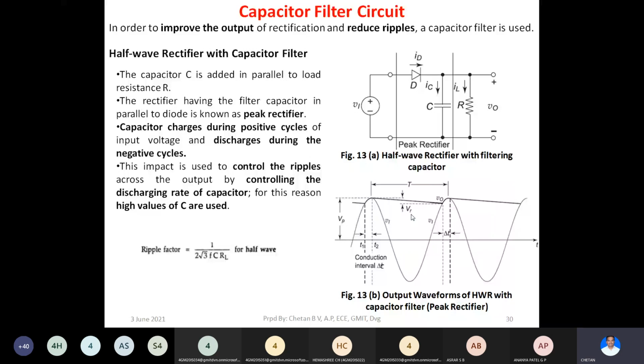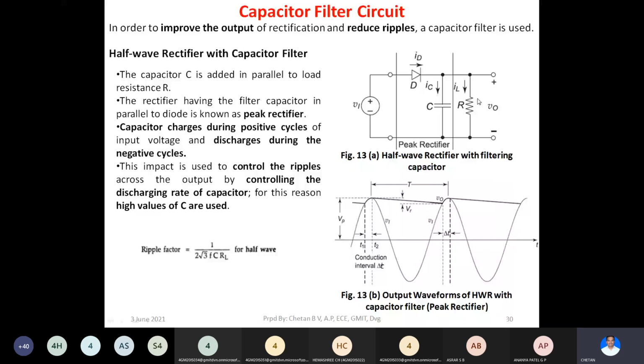To reduce this ripple and to improve the output of these rectifiers, we use an additional circuit which is called a capacitor filter. Usually this capacitor filter consists of only a single capacitor which would be connected across the load, as shown in figure number 13, right? So this is the additional circuitry, only a single capacitor connected across the load resistance.